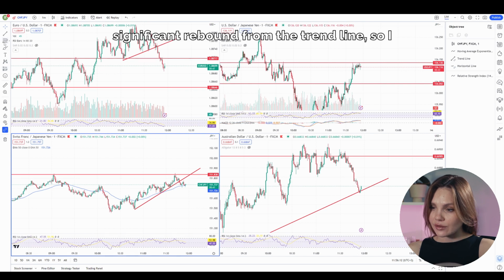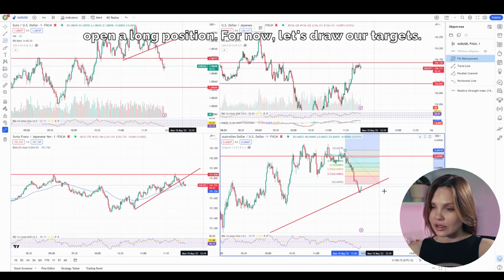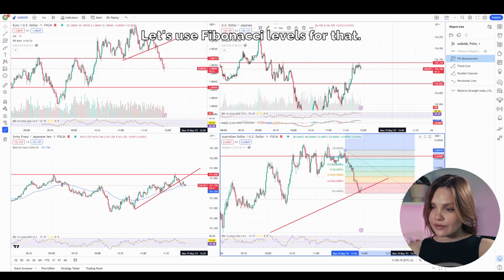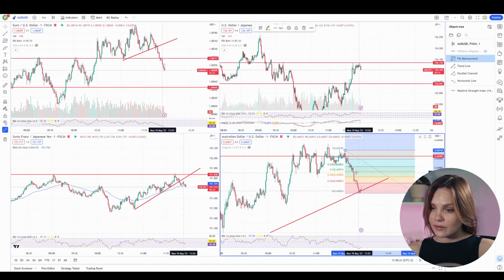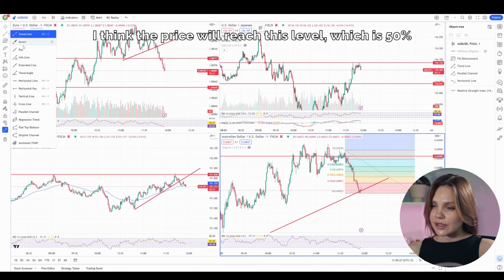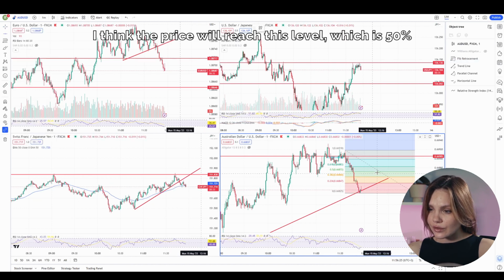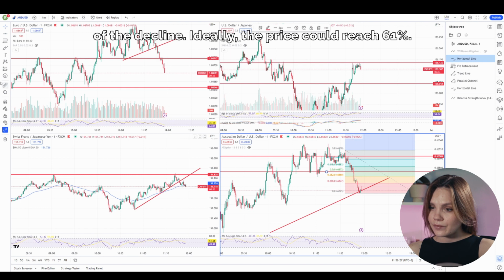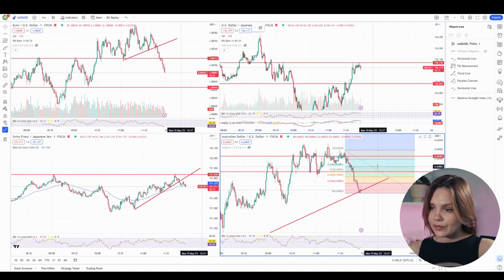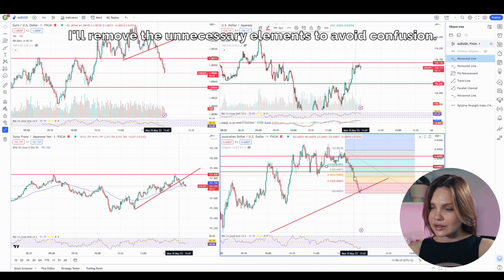Here comes a significant rebound from the trend line, so I open a long position. For now, let's draw our targets. Let's use Fibonacci levels for that. I think the price will reach this level, which is 50% of the decline. Ideally, the price could reach 61%. I'll remove the unnecessary elements to avoid confusion.